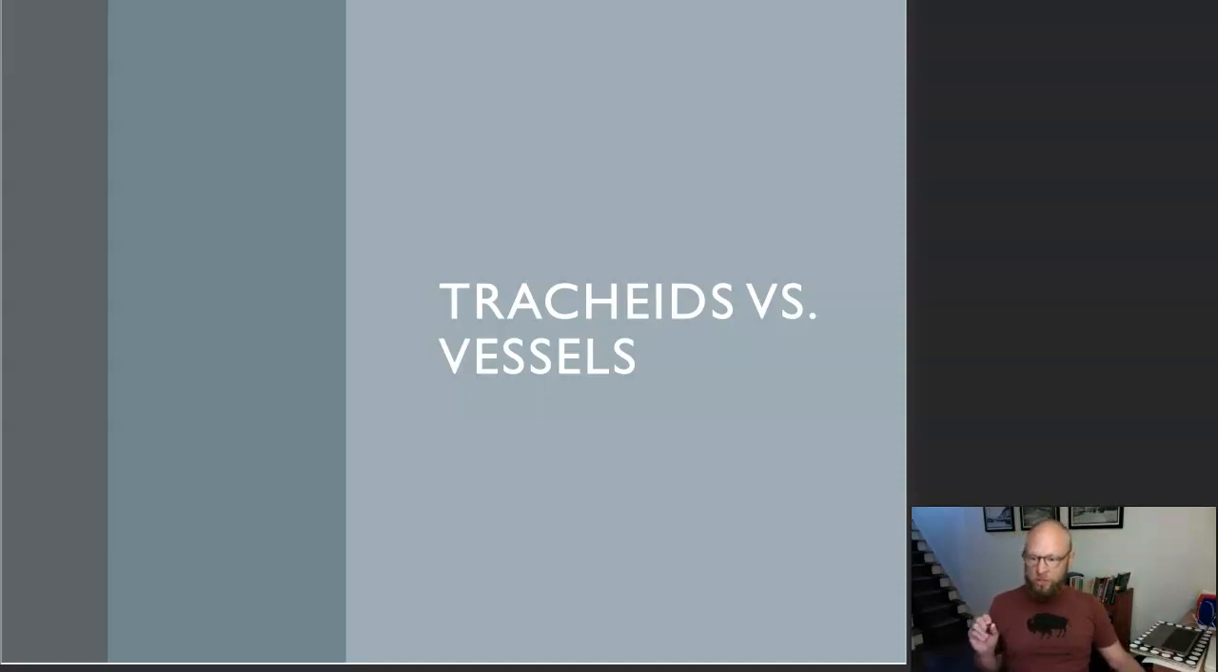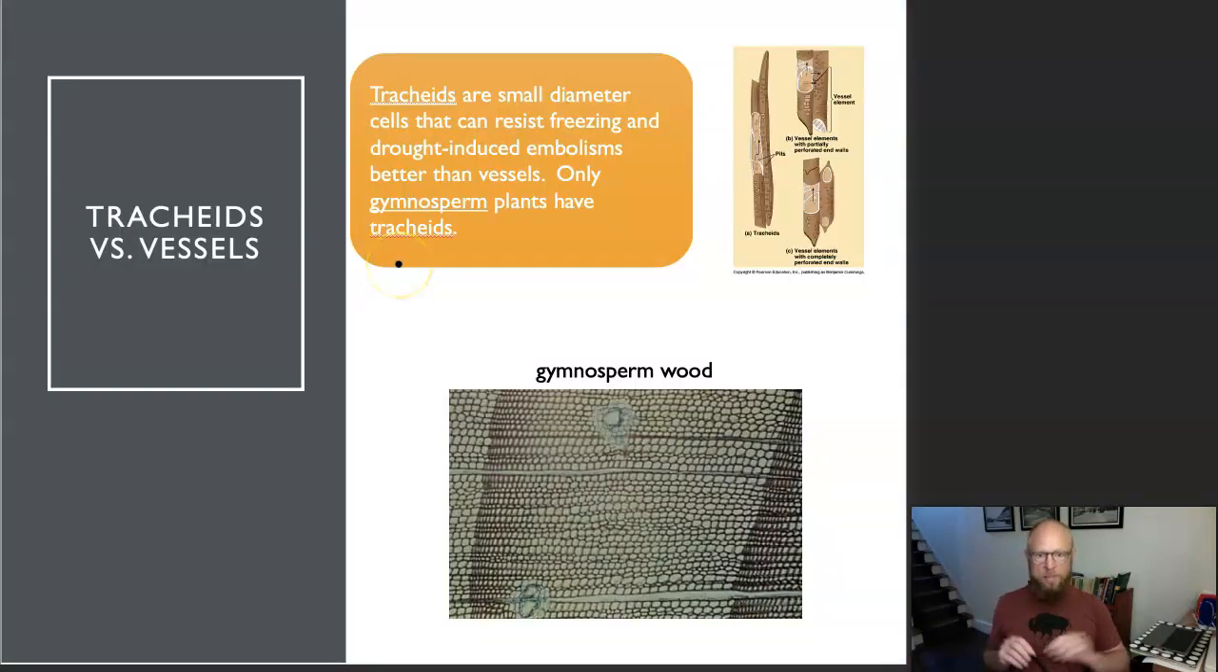I want to talk about the vessels and the tracheids a little bit more, and then we'll move on to nutrients. So I mentioned that there's two types of water transporting cells. There are tracheids and there are vessels or vessel elements. So tracheids, again, are only found in gymnosperms. They're good at resisting freezing and drought. And that's because they're really narrow and they're closed at both ends.